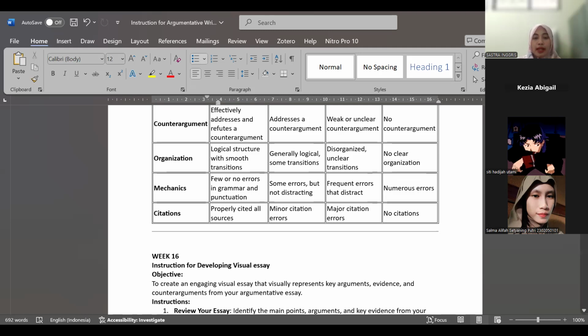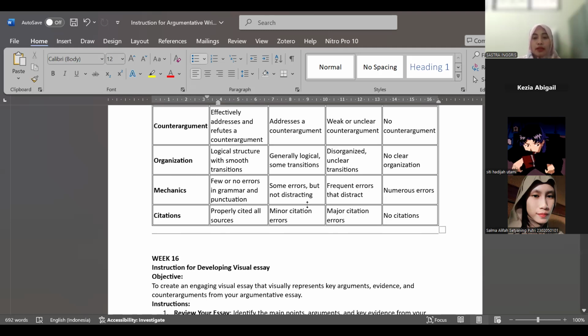And then mechanics here. Are there any grammatical errors there? What about the punctuation? So on and so forth. This is actually the least part. Sometimes we see that this is the easiest part, but you have to pay attention, because maybe you encounter typos or you forget to put periods or commas in your writing.